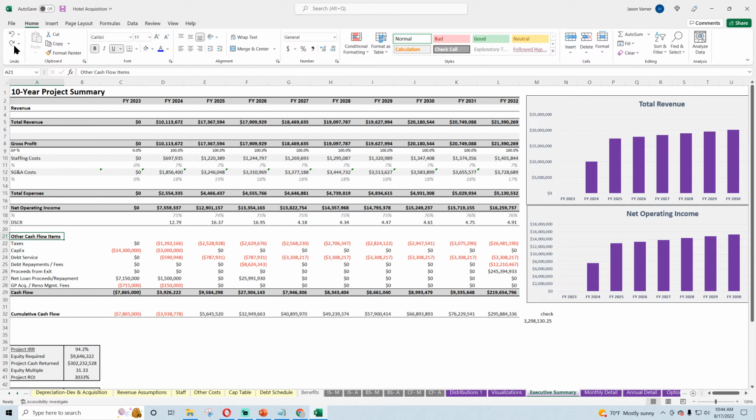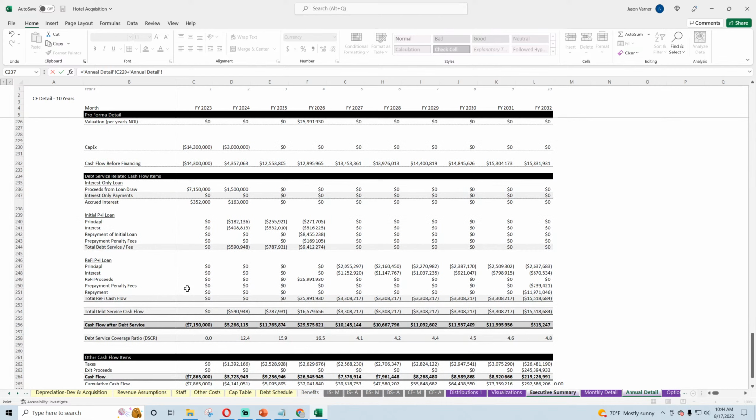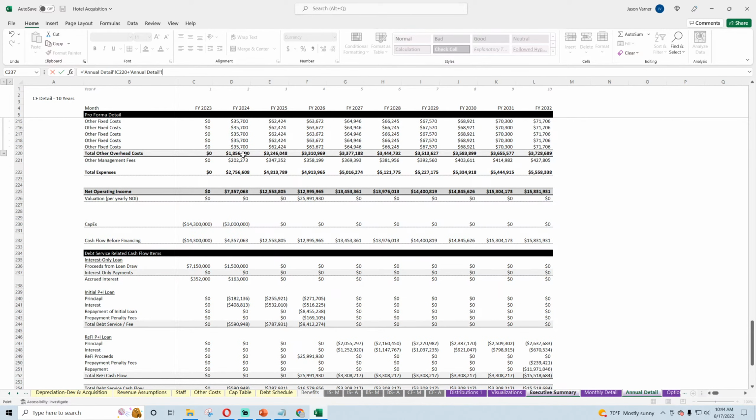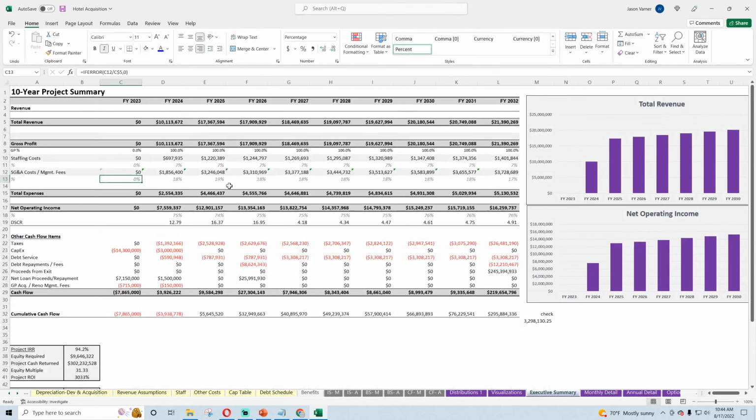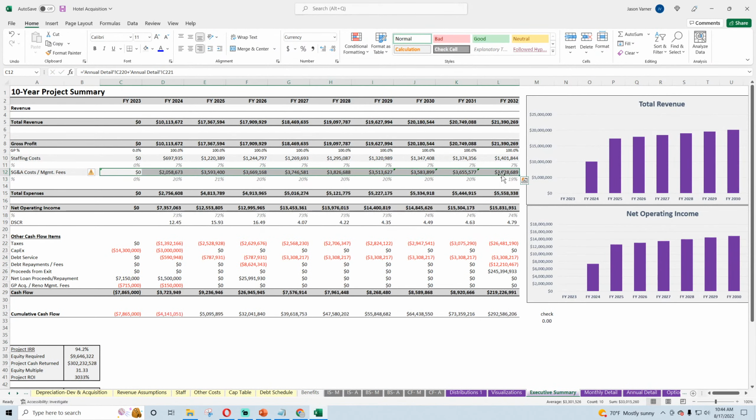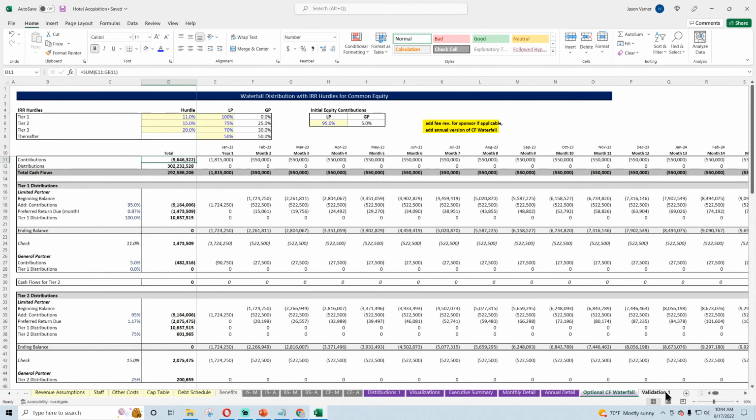Actually, and management fee. So annual detail C20 plus, so that's this plus this. And now that all shakes out. Alrighty, well, this is perfect. So we have management fee. We need to do an annual version of this waterfall.